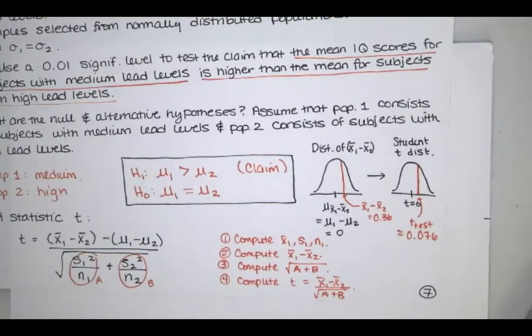You could also use critical values of T and compare to that as well. But I think we're going to use the p-value this time. That's what MyLab Statistics tends to do. So let's check it out in the homework. Let's see what they're asking us next.